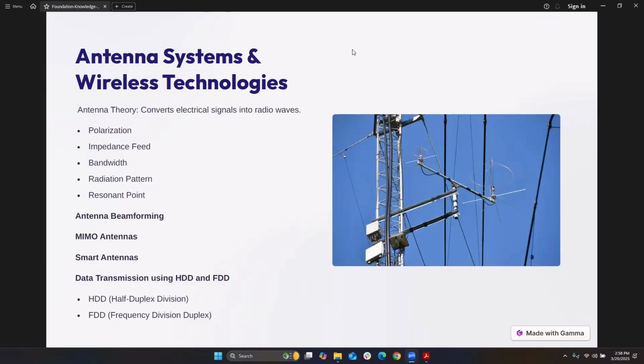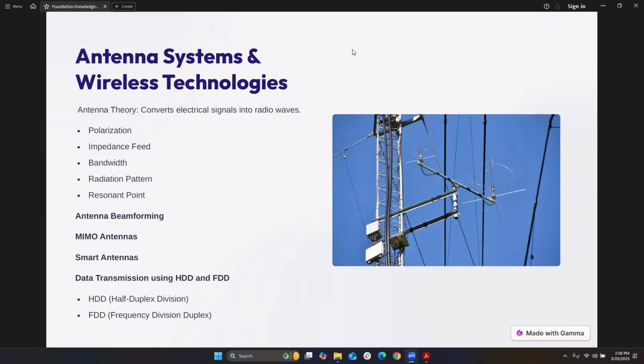It uses mathematical polynomial division to generate a specific code to understand whether there is an error in the sent signal. When we talk about antennas, an antenna is a device that converts electrical signals into radio waves and vice versa. So it enables wireless communications. The antenna theory is known as converting electrical signals into radio waves.